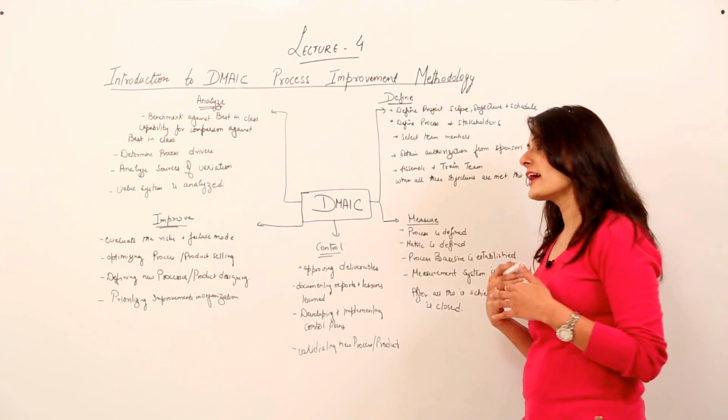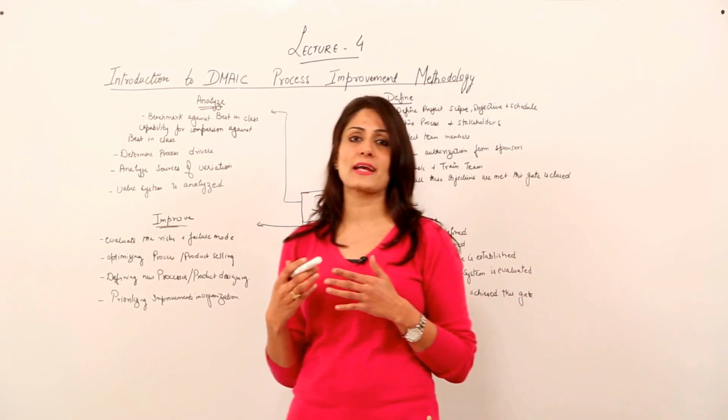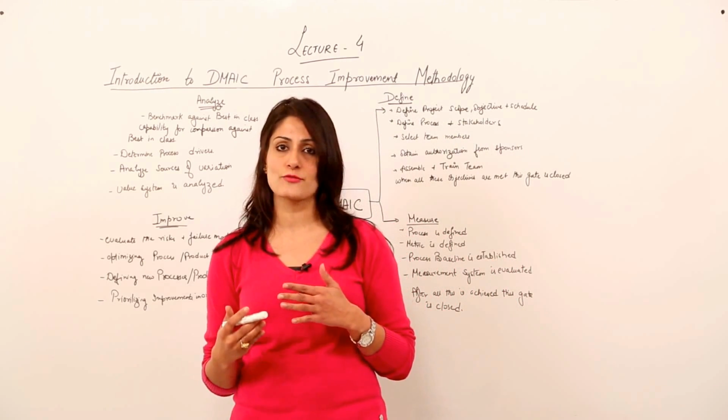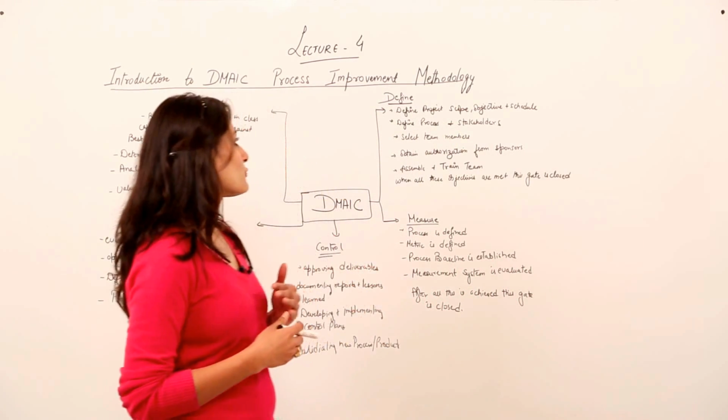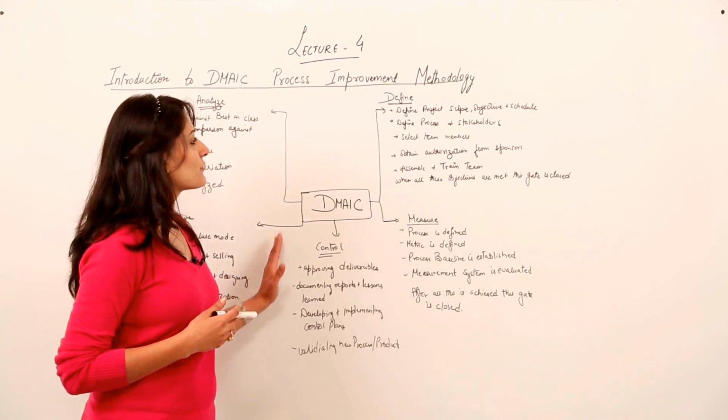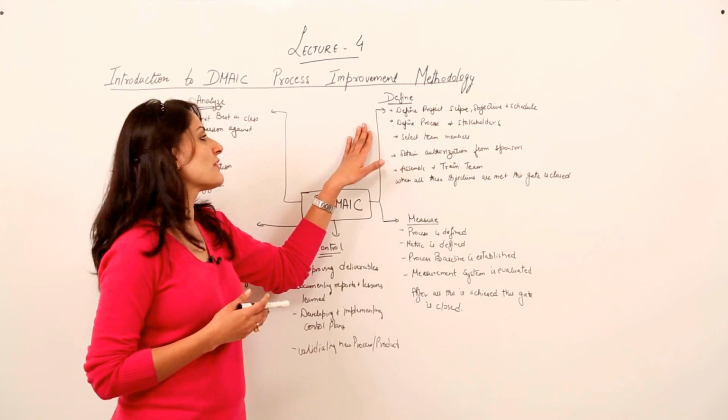Now I am going to give you a brief summary of the DMAIC process improvement methodology. I would also like to tell you that DMAIC is a kind of gated process for the projects. It works this way. So if we just look at the first phase, that's the define phase.